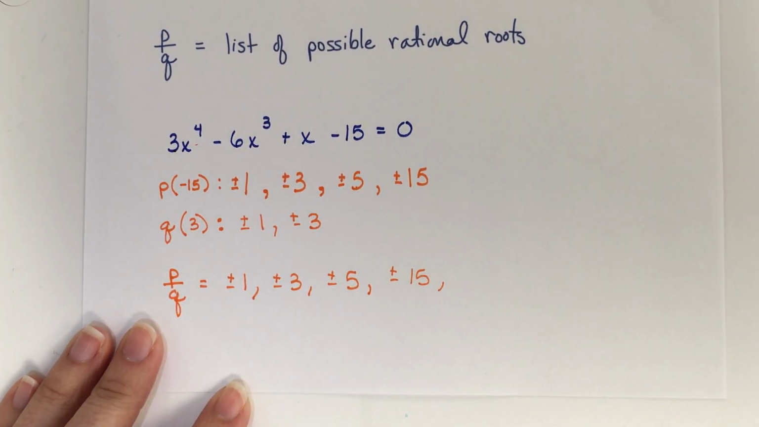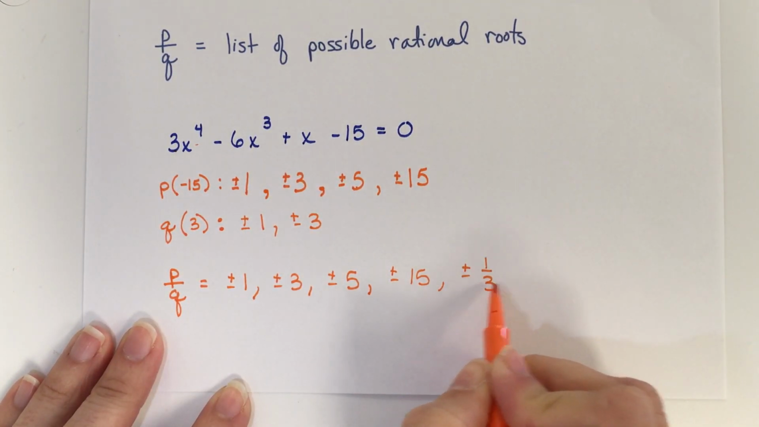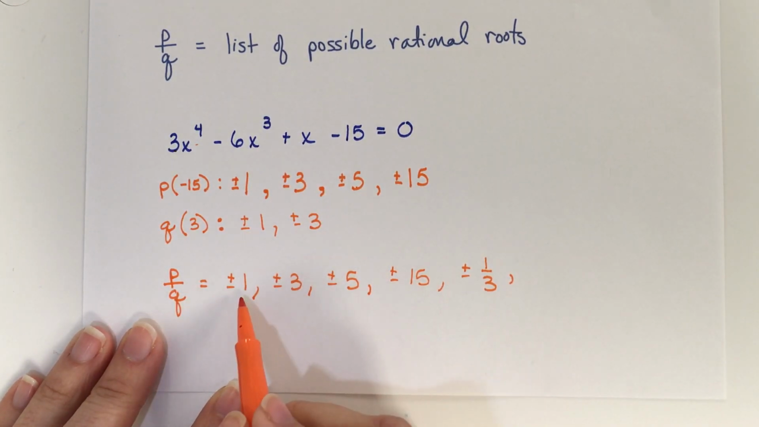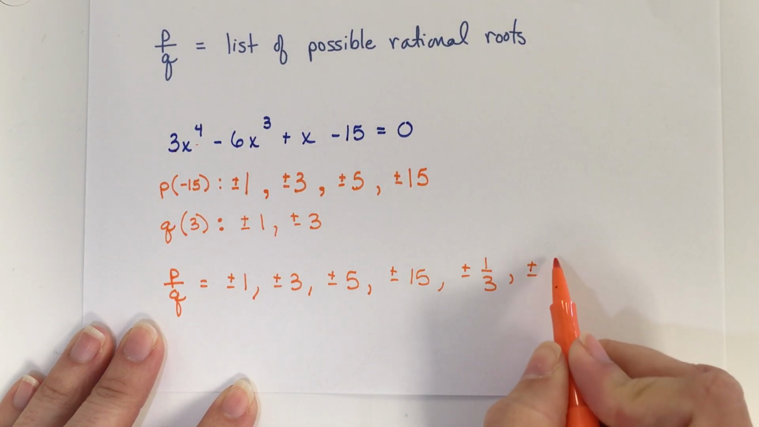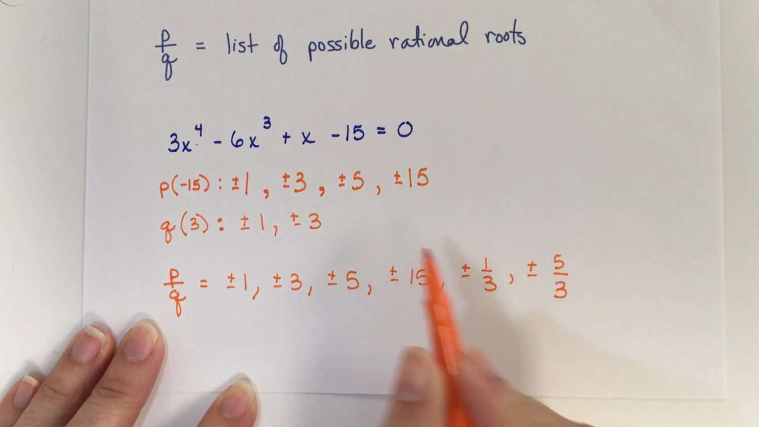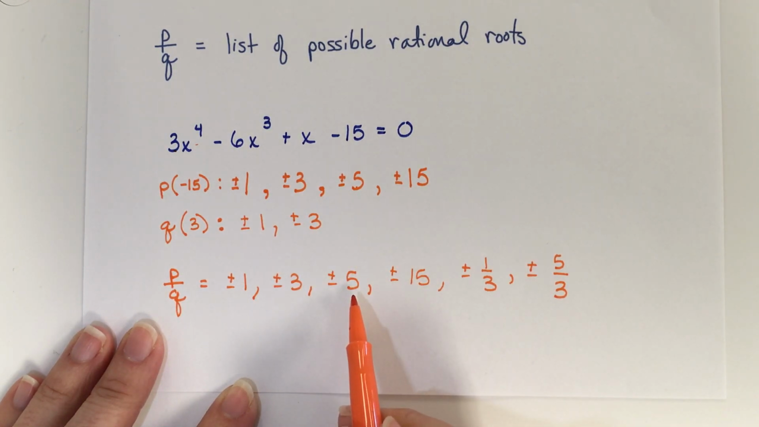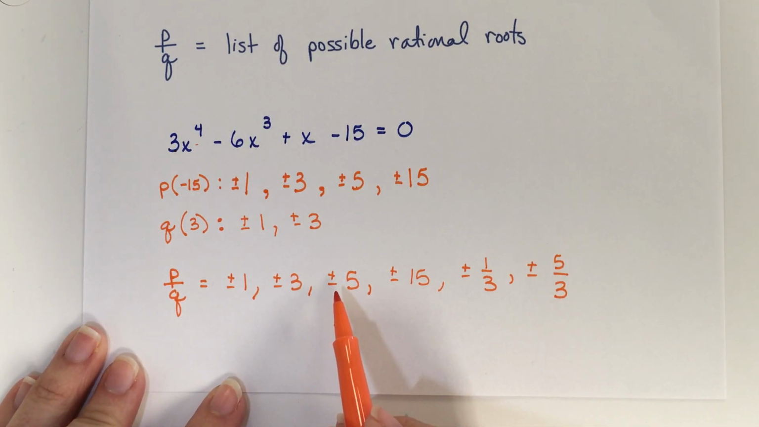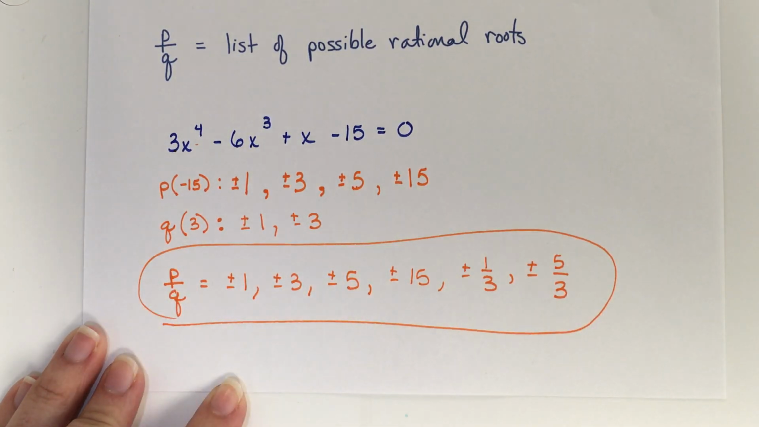But now I've got to put them all over 3. So I would put the 1 over the 3, so that means I'm going to have 1/3. Now when I put 3 over 3, 3 over 3 reduces to 1, and you already have it in your list, so you're not going to bother writing it multiple times. Next would be 5 over 3, so we'll have to add this onto our list. And last is 15 over 3, but 15 over 3 reduces to 5, and you already have it on the list. So when they ask you to get the list of possible rational zeros, this is it.